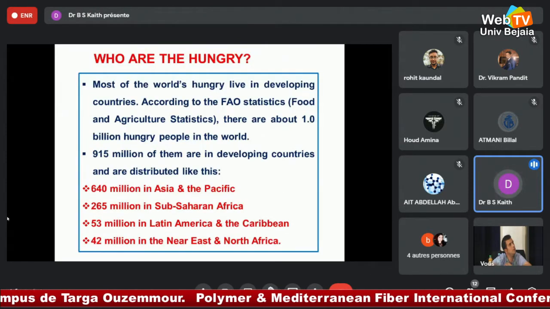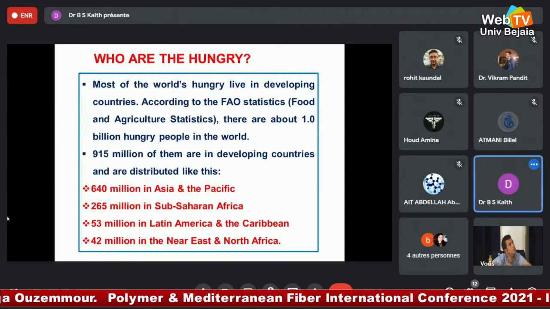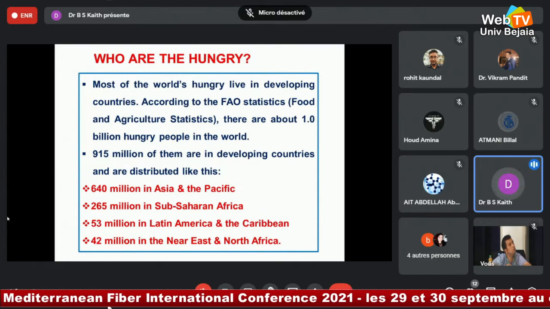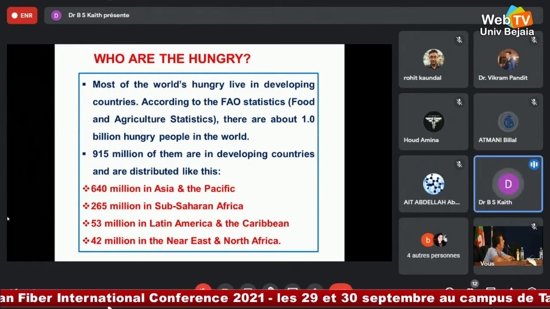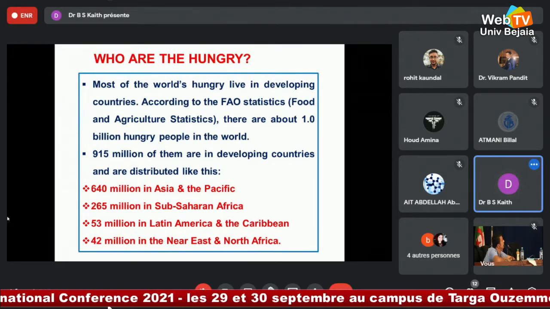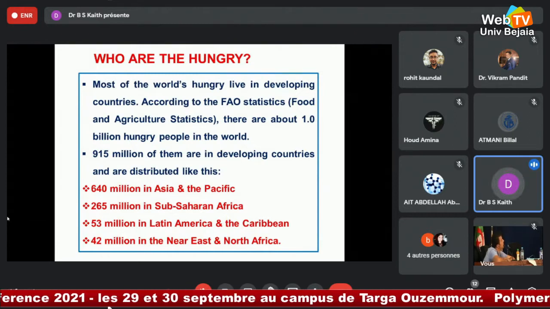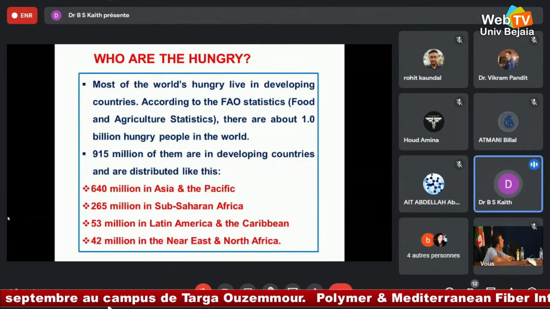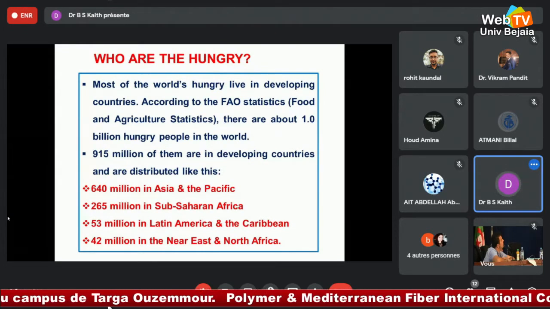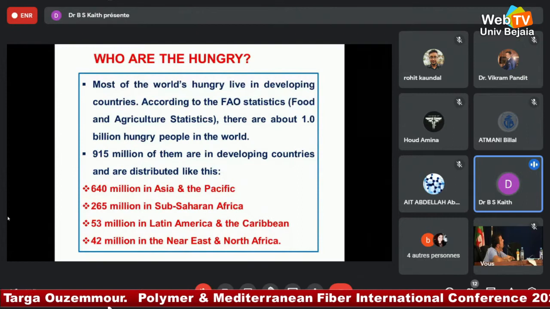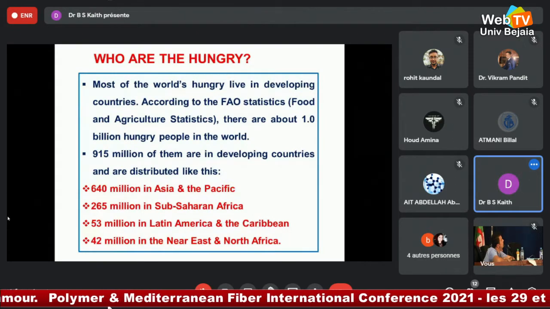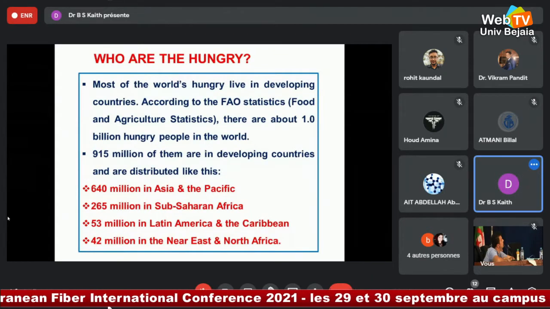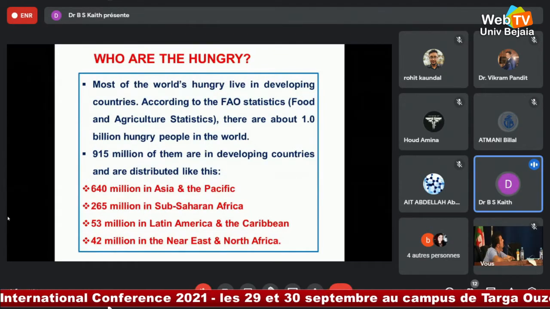Before going further, let us see who are hungry in the world. Most of the world's hungry live in developing countries. According to the FAO statistics, there are about 1 billion hungry people in the world. About 915 million of them are in developing countries like Asia and the Pacific, Sub-Saharan Africa, Latin America and the Caribbean, Near East and North Africa.